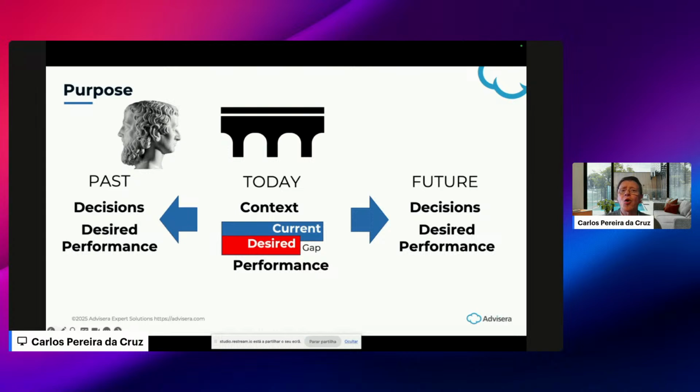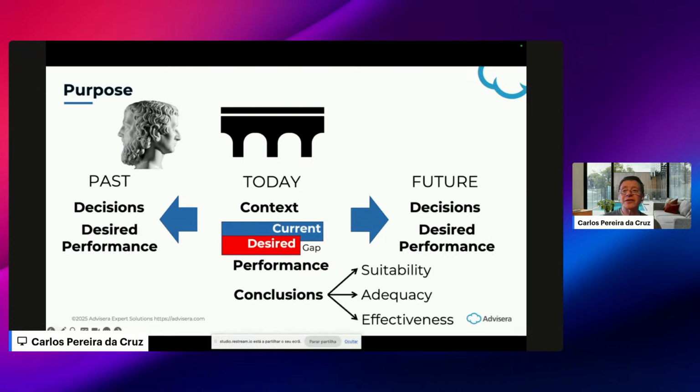Now, what is the purpose of a management review? Let's begin with the end in mind. Read what ISO 14001 says about management review outputs. It starts with something like, the outputs of the management review should include conclusions on the continuing suitability, adequacy, and effectiveness of the environmental management system.